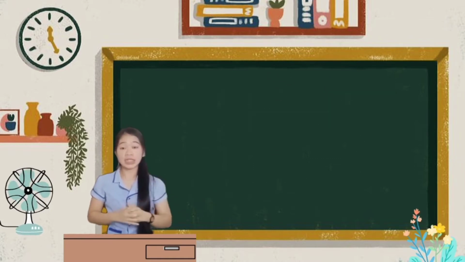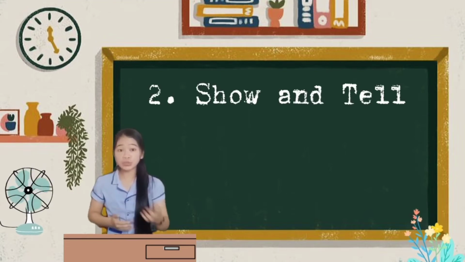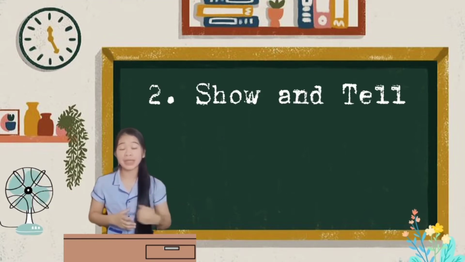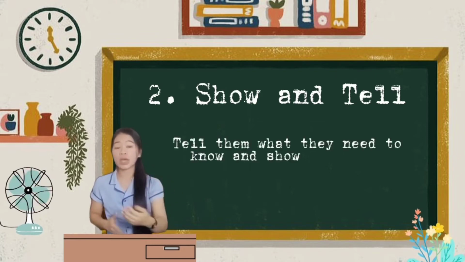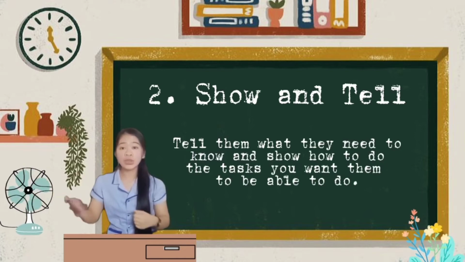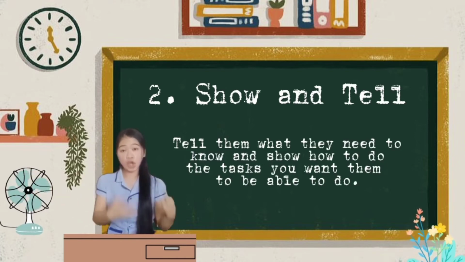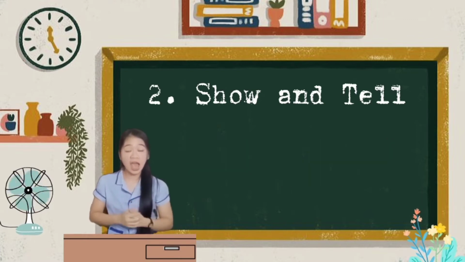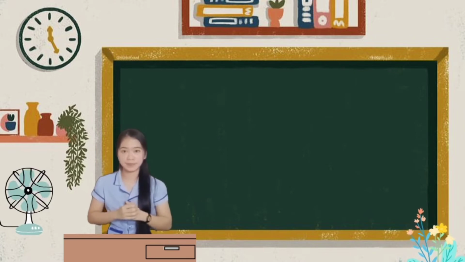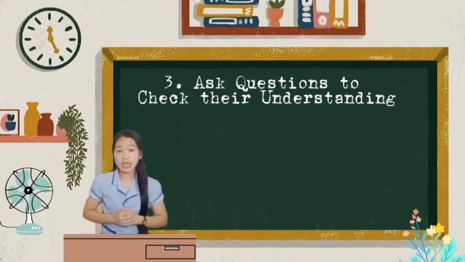The second one is show and tell. Once you are clear about what you want your students to know and be able to do by the end of the lesson, you need to tell them what they need to know and show how to do the task you want them to be able to do. So you need to show and tell them the things that they need to learn about the specific lesson.